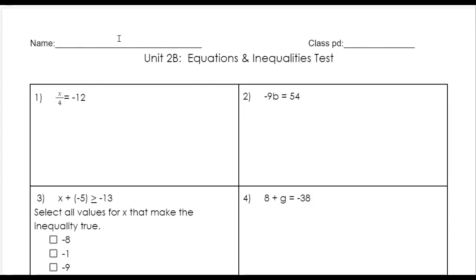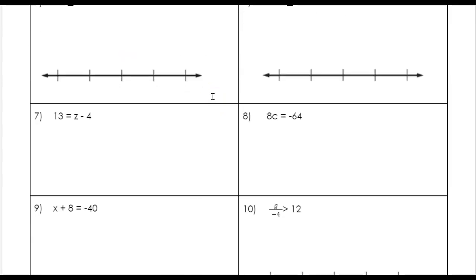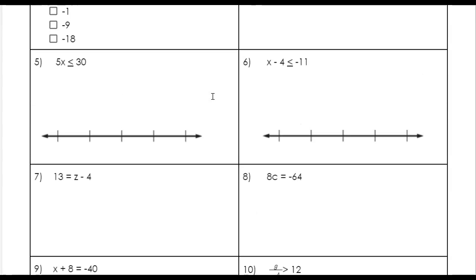Select all the values for x that make the inequality true. 4, 8 plus g equals negative 38. 5, 5x is less than or equal to 30. 6, x minus 4 is less than or equal to negative 11.